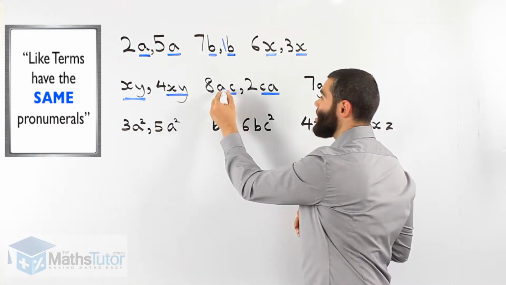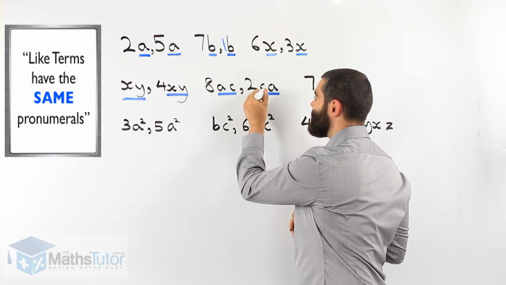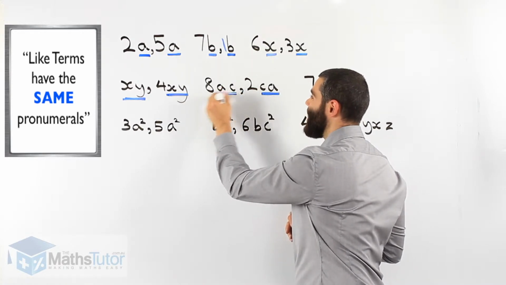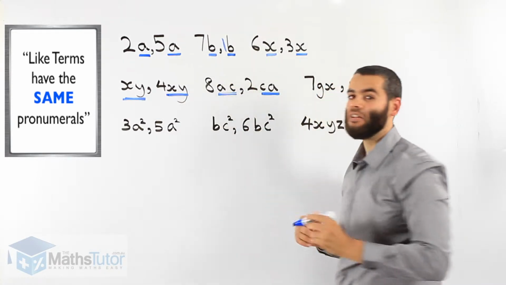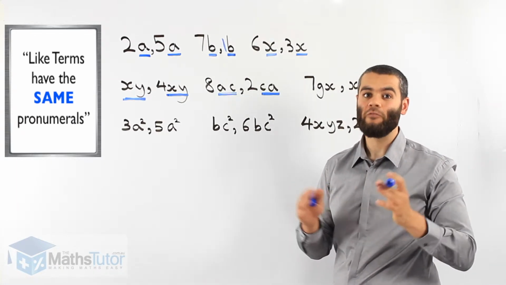Therefore, as long as the pronumerals are the same, there's an A here and an A there, a C and a C, yes, they are like terms. 8AC and 2AC or 2CA are like terms. They can be added or subtracted if we need to.